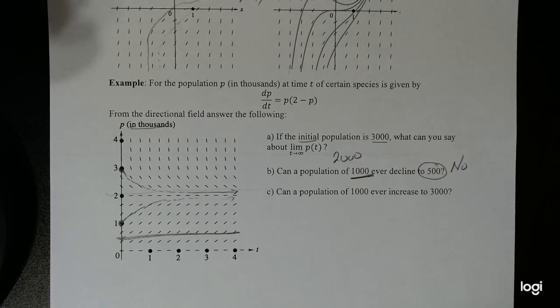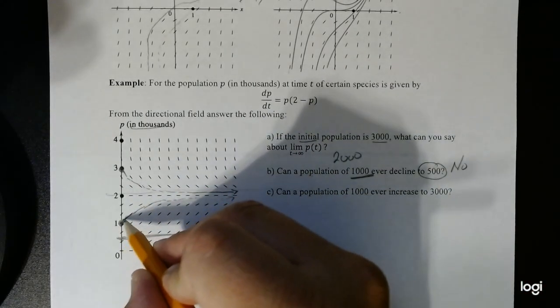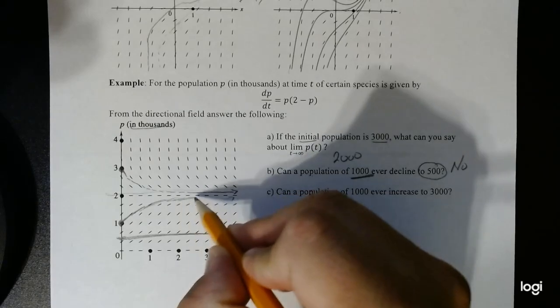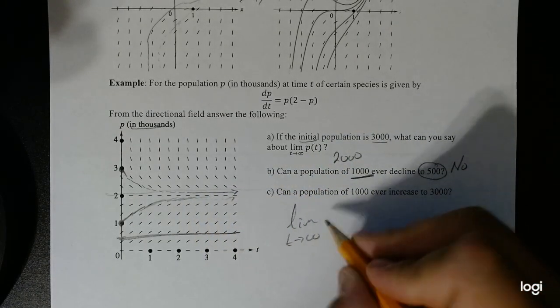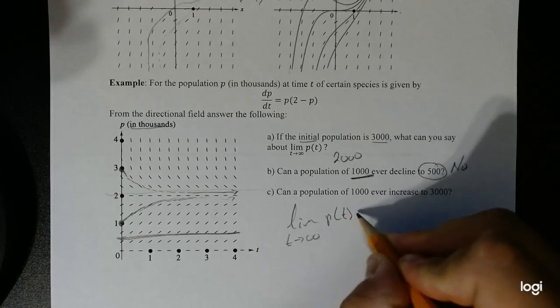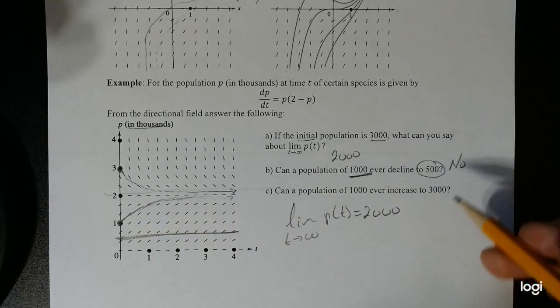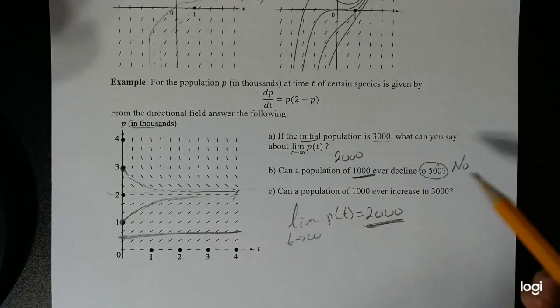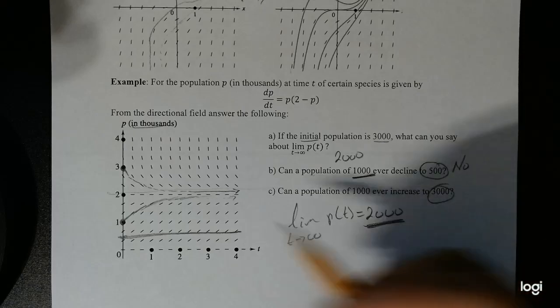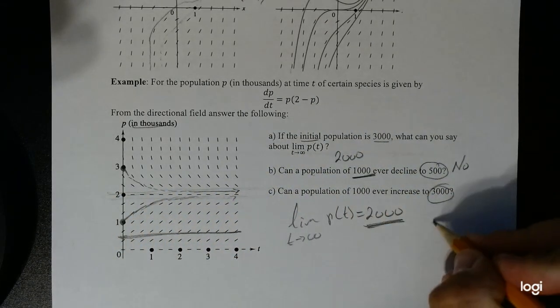And the last question is, can a population of 1,000 ever increase to 3,000? It's a bit of a trick question because if you just follow this template we have here, you can say the limit as t goes to infinity of this is actually 2,000 because it flattens out. If the limit goes to 2,000 and that's all it goes to, as long as it goes forever, it can never reach 3,000, because it will never cross this threshold at all. So this is no.